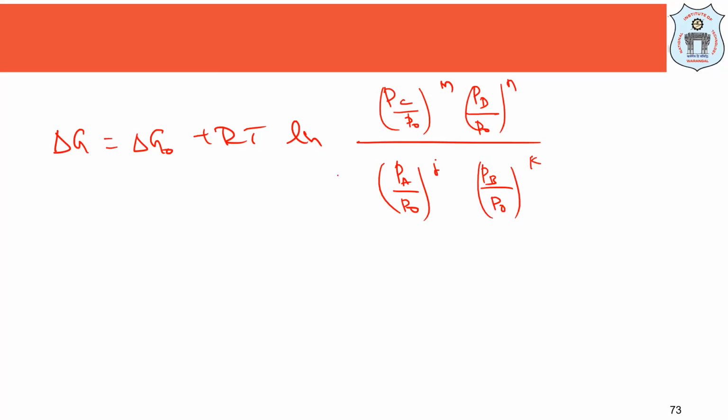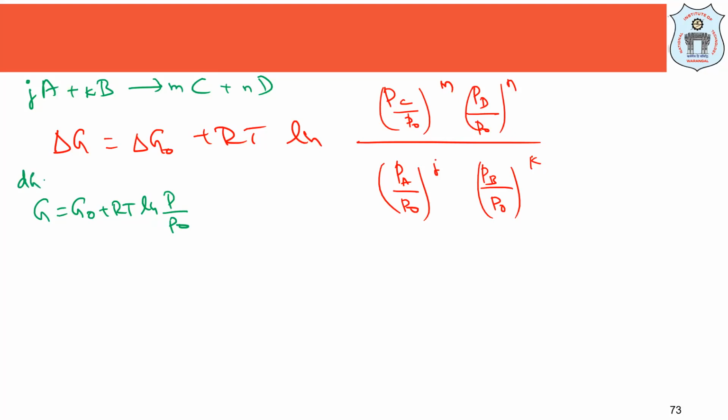What is that? J, K, M, N, that is the stoichiometric reaction. So if you consider a stoichiometric reaction of J moles of A reacting with K moles of B to form M moles of C plus N moles of D, then delta G for a reaction is given by, in general, where we start, G equal to G naught plus RT ln of P by P naught. Where do we get it from? We have dG equal to RT dP by P. From that we are able to get this, from this to this.